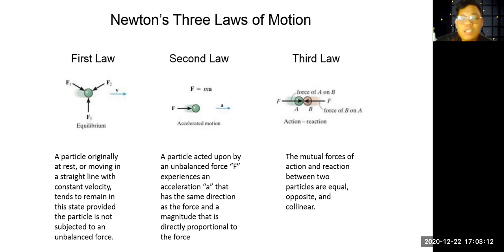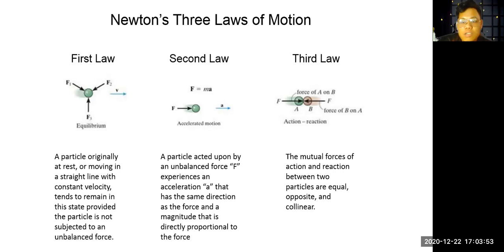Second law: a particle acted upon by an unbalanced force experiences an acceleration that has the same direction as the force and a magnitude that is directly proportional to the force. So force equals mass times acceleration. Force is a vector, mass is a scalar, and acceleration is a vector. If you apply an unbalanced force to a body at constant velocity, it can accelerate the motion.